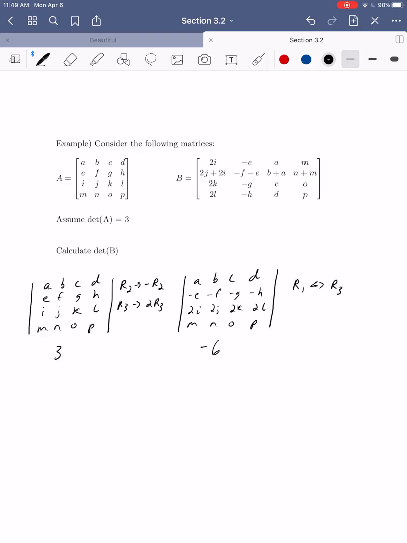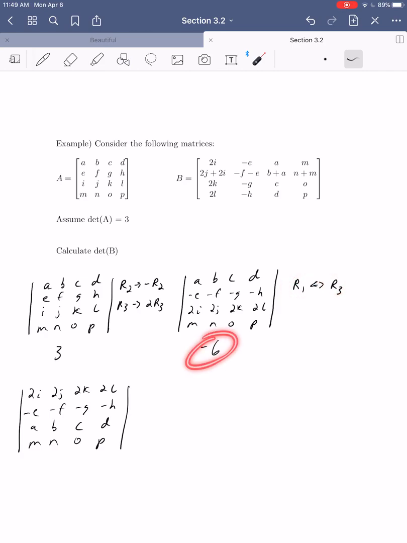So let's interchange row 1 and row 3. If we do that, we're going to get 2i, 2j, 2k, 2l, negative e, negative f, negative g, negative h, a, b, c, d, m, n, o, p. And of course, we interchanged two rows, so we know that negates the determinant. So this matrix has determinant 6 now.